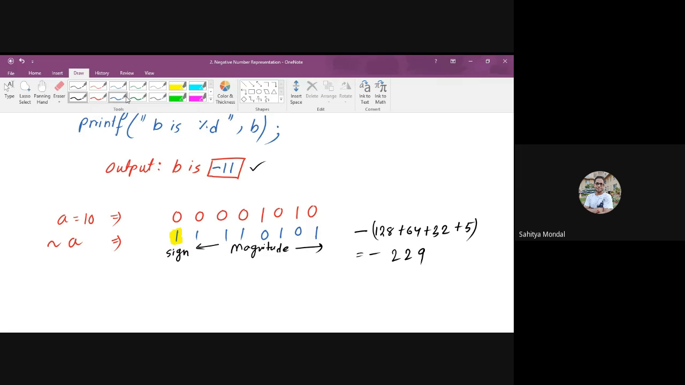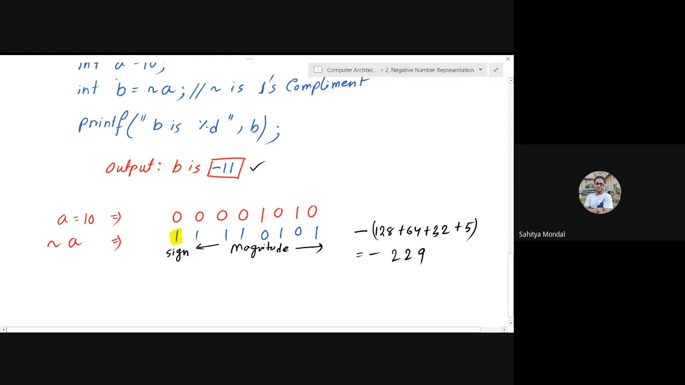Okay. So after doing this negation, what will happen? The sign bit becomes 1. So what I told, when sign becomes 1, what does the computer think? This is going to be a negative number.